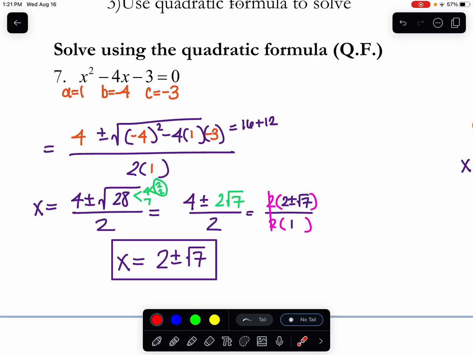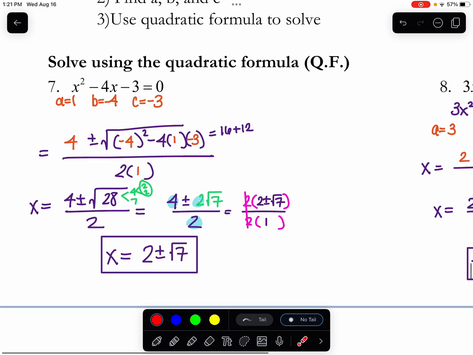And now what we're going to do is find the GCF of these three values of 4, 2, and 2. So the GCF of those three is 2. So we're going to factor out a 2 up here and get 2 and 1 for those. Factor out a 2 and get 1. The 2s cancel, and this is what we're left with. So that's our solution. Notice again, we have 2 solutions for the quadratic equation.